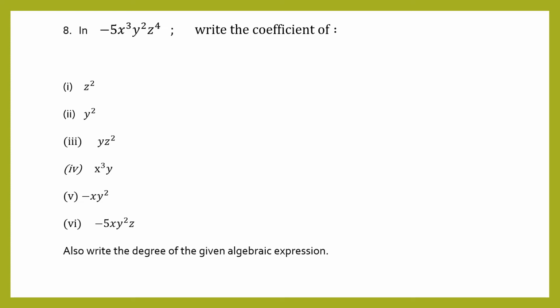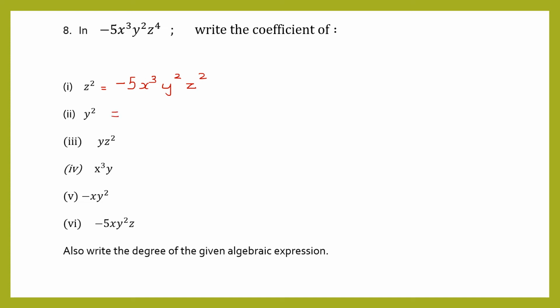So here we have one term. Write the coefficient of these that are given here. Only z square. That means I remove z square and I write the rest of it. Now let me write the rest of it. That becomes minus 5x cube y square and z. There is 4, I'm going to take off 2. So I have the remaining 2, z to the power of 2.